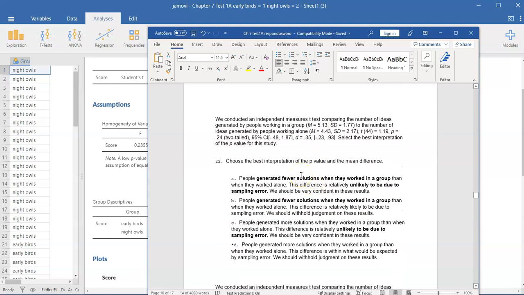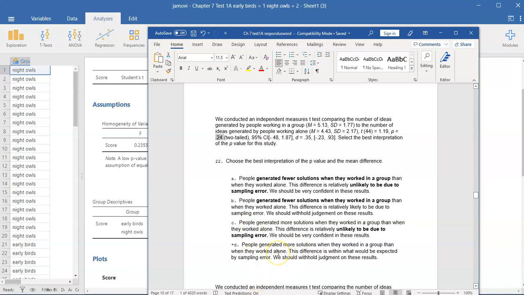Choose the best interpretation of the p-value. The best interpretation is D. People generated more solutions when they worked in a group than when they worked alone, and this difference is within what we would expect due to sampling error. We should withhold judgment on the results. And we say that because the p-value is 0.24. That's a pretty large p-value. That data is considered consistent with the null hypothesis.